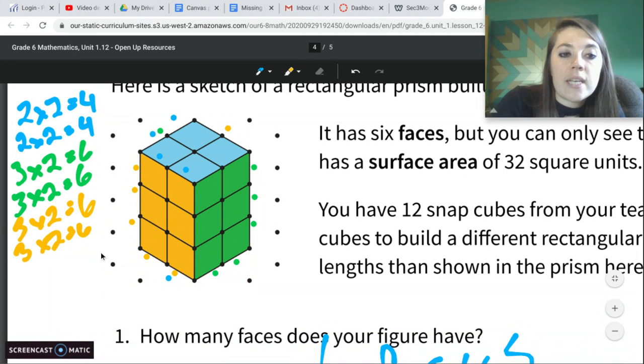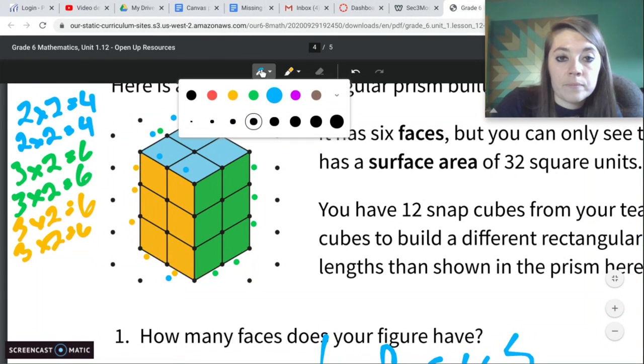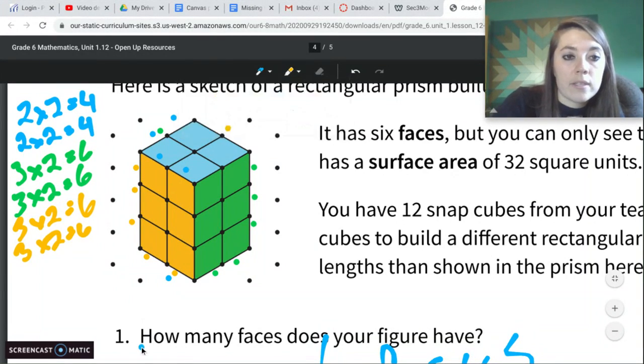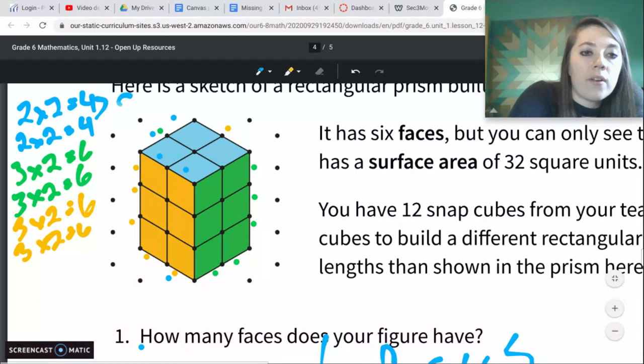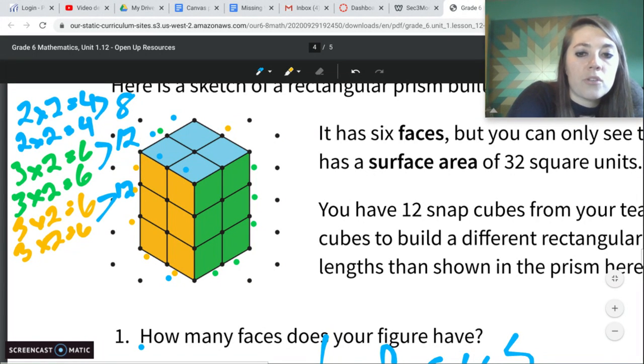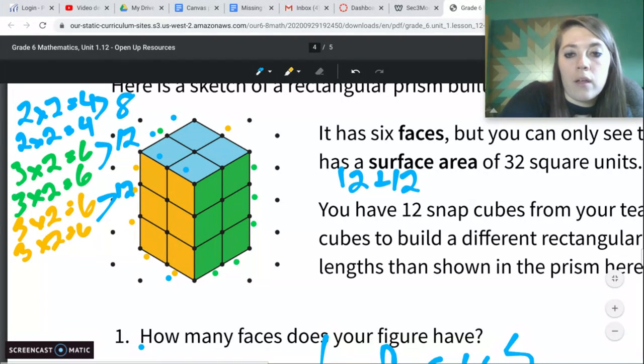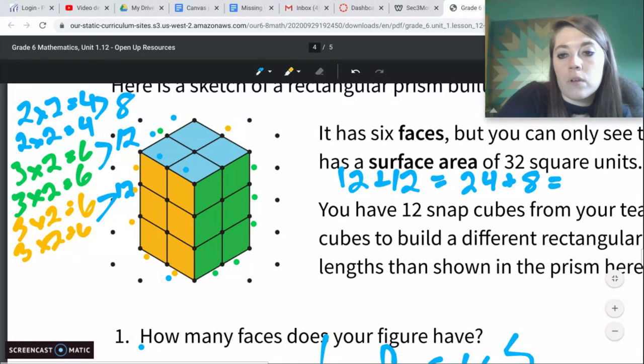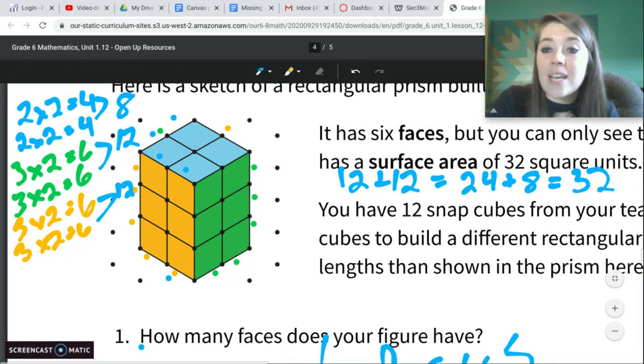So now what we'd do to find the surface area here is add all these together. Well, 4 plus 4 is 8. I'm going to make this a little easier by simplifying it. So these two together give us 8. These two, 6 plus 6 is 12. And another 6 plus 6 is also 12. So we have 12 plus 12, which equals 24, plus 8, which equals 32, just like it said it would.